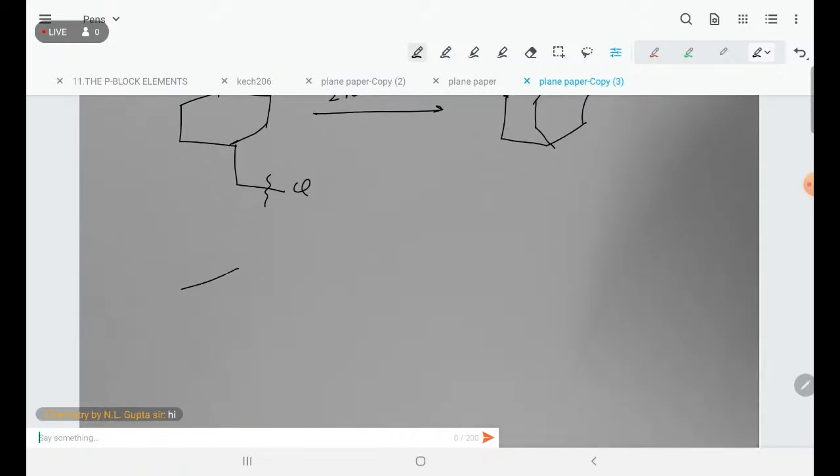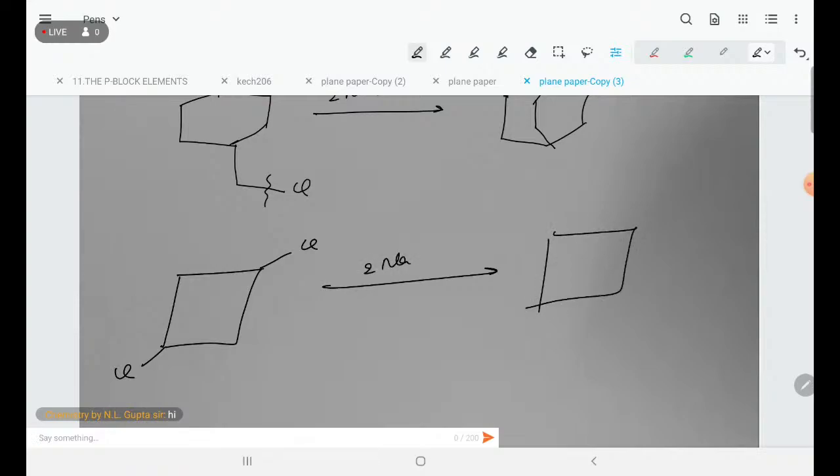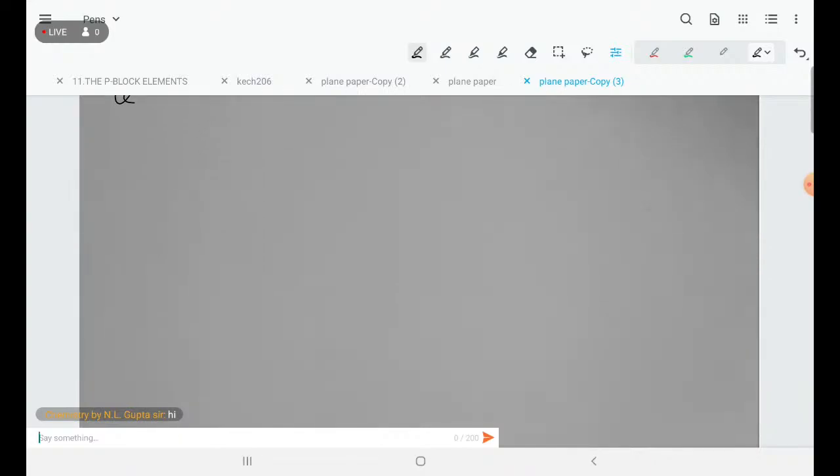Suppose I am having this compound. What compound is it, student? If I am having this compound, this is Cl, this is going to be Cl. So you see again 2Na, and so what is it going to give, student? That is this way. So these are the reactions, students, that we need to keep in mind.